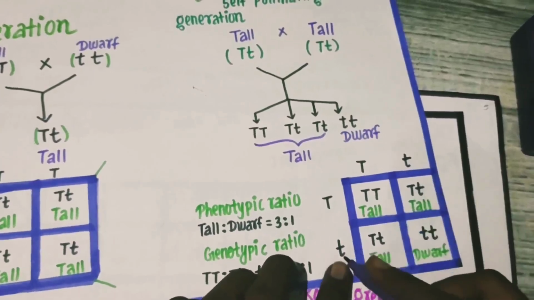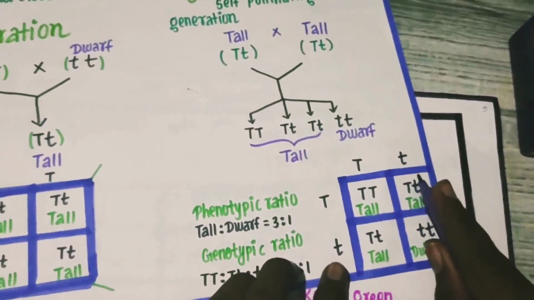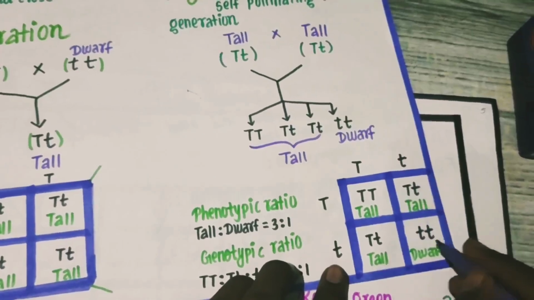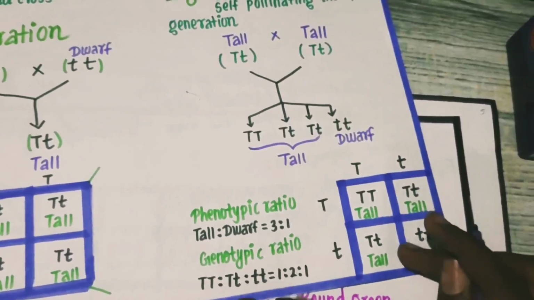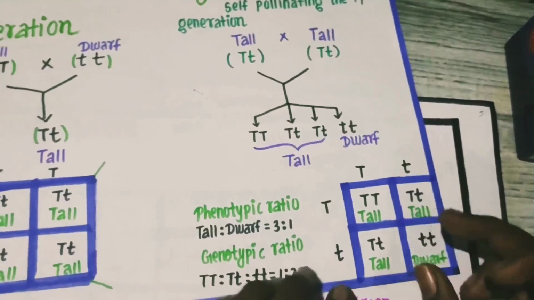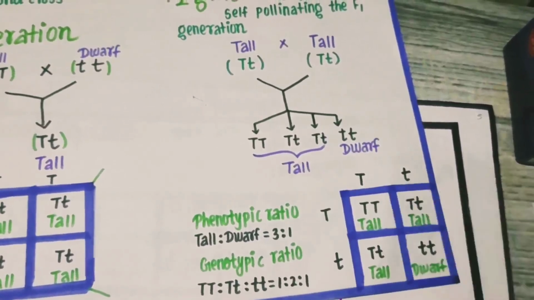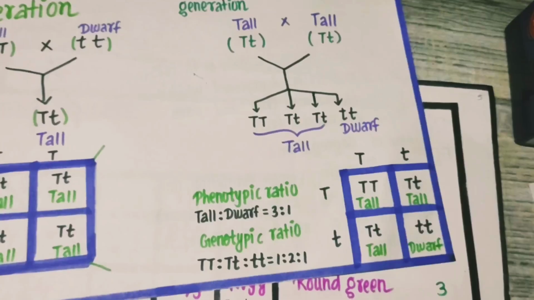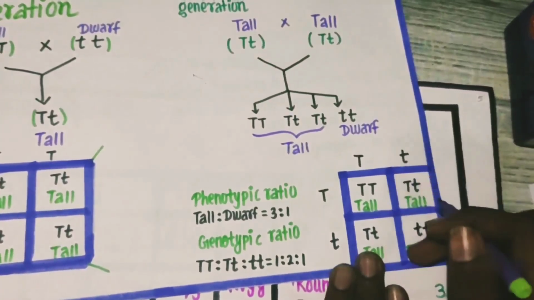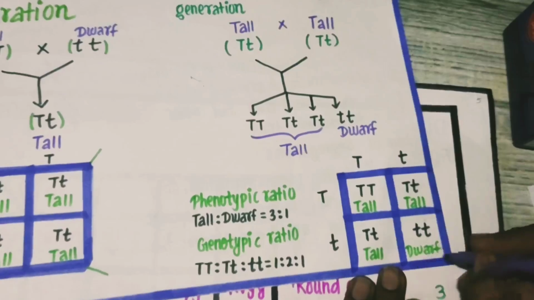Here you can see this is the dwarf plant, because both these gametes carry the recessive allele. So this is going to be homozygous recessive, that is a dwarf plant, right? So when you divide the total offspring into four parts, out of these four parts you can see three parts are going to be tall and only one part is going to be dwarf, right kids?